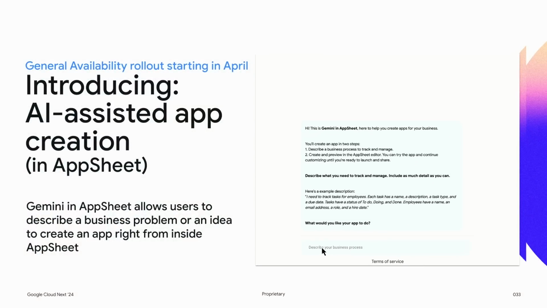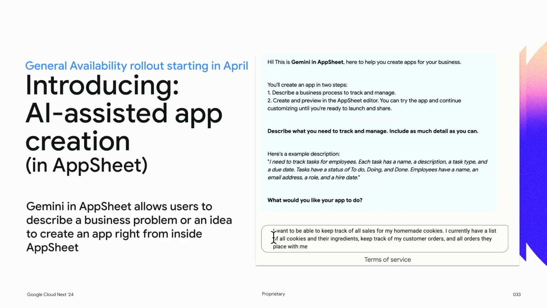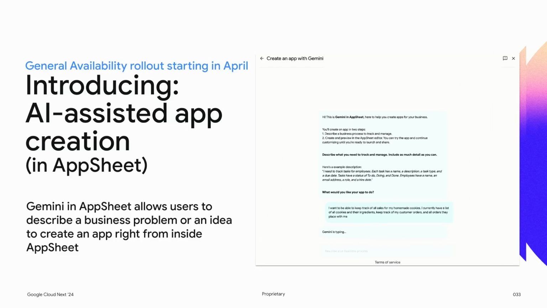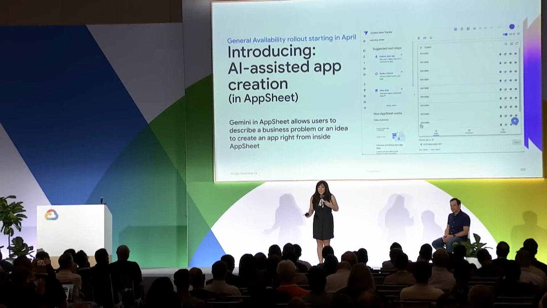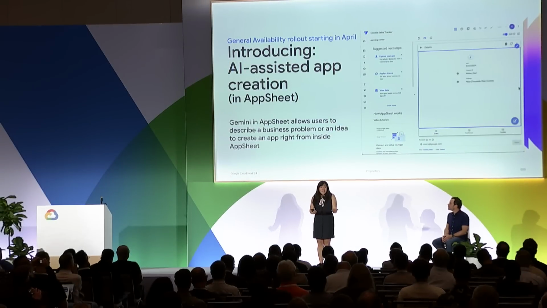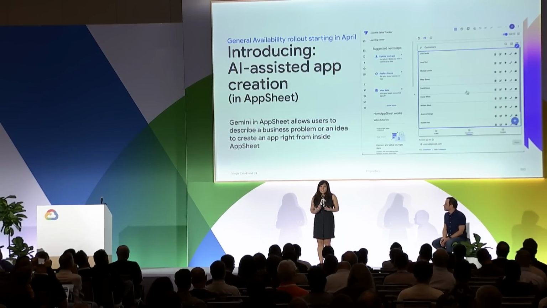So let's take a cookie break. And I'm sorry, I don't have any actual cookies on me, but imagine that I make and I sell them. I need to keep track of my customers and my orders. I can just put that in as a description, and I get back a suggested list of tables and columns. If it all looks good to me, AppSheet will go ahead and build that out, complete with those tables, columns, pre-built views, and actions. I went from idea to app in about 2 clicks.